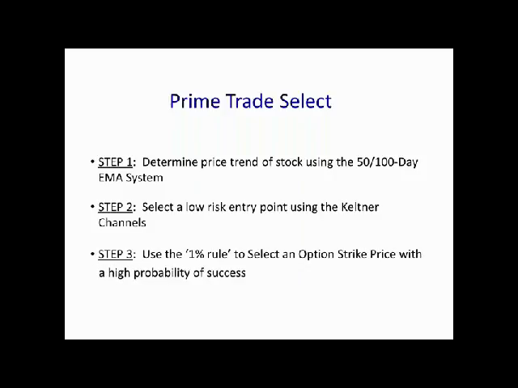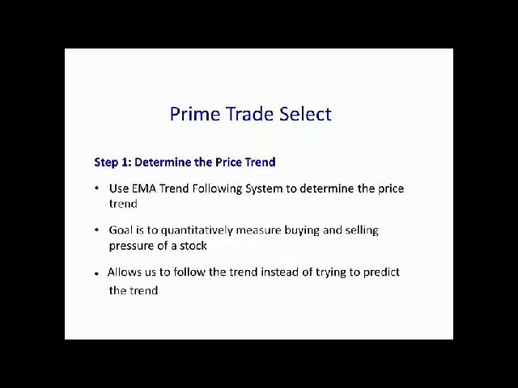So these are three trade management rules, of course. The 1% rule is just as important as selecting the option itself, because you have thousands of strike prices to choose from in a lot of those liquid stocks. So the 1% rule is just as important as the actual trade selection, because it allows you to select a strike price with a high probability of success, and we'll show you some examples of that.